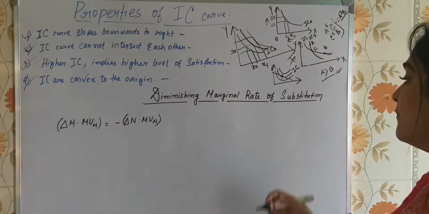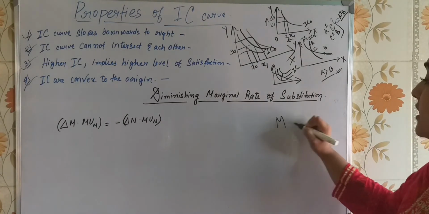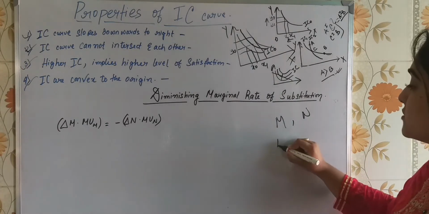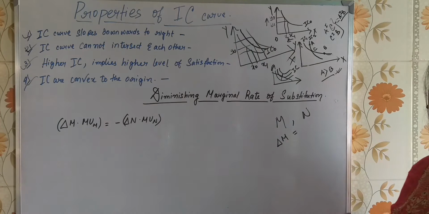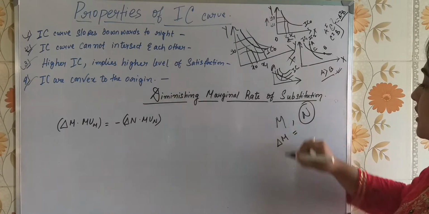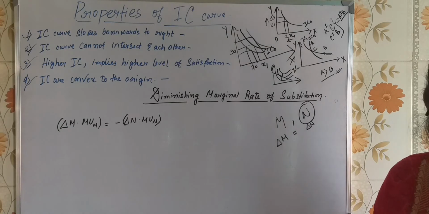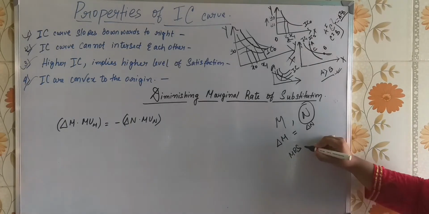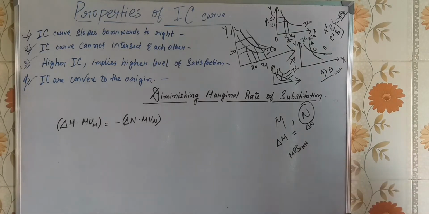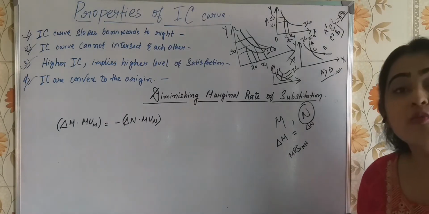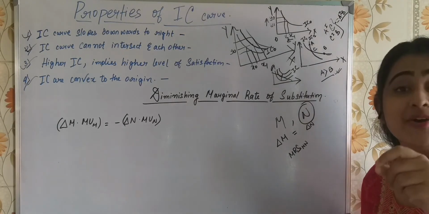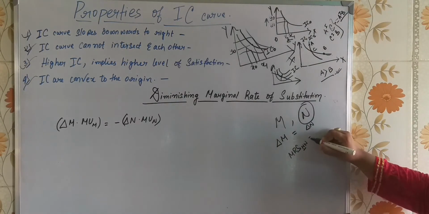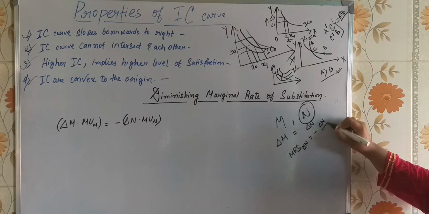See, suppose you are consuming a commodity M and a commodity N. Now to increase the commodity M by del M, how much are you willing to sacrifice of the N commodity, that is del N. So MRS of MN implies how much you are willing to sacrifice N commodity for increasing the consumption of M commodity. And it will be the negative sign of del N by del M.